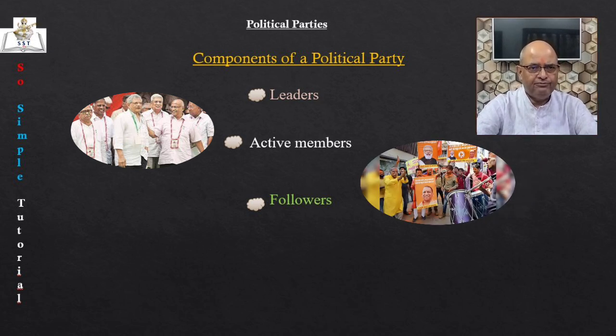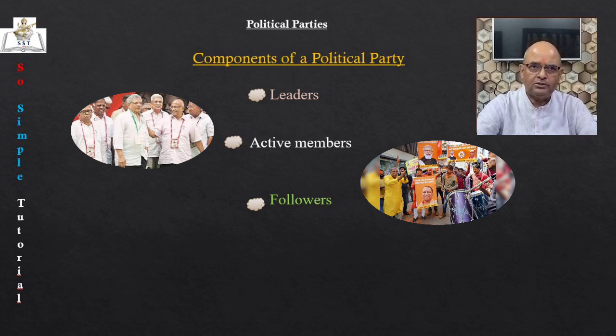Second, the active members. A political party must have active members. The active members give shape to the action plan and put it in practice. They attend party meetings. They carry out the functions of the party to garner public support for their ideologies and work towards winning the elections.